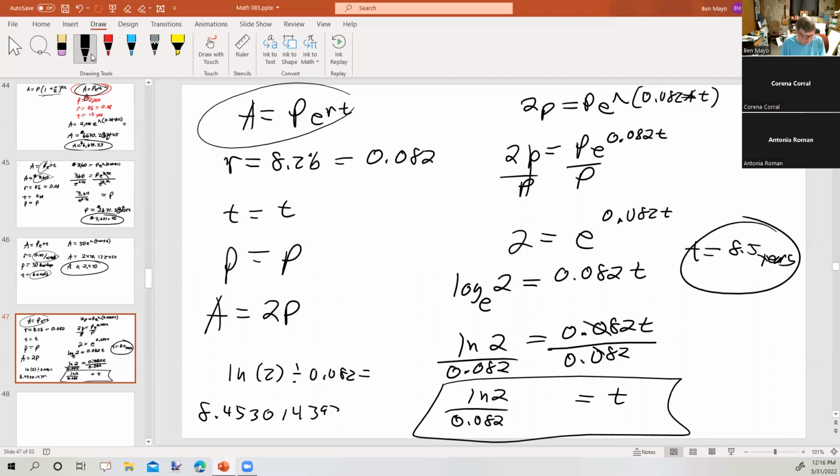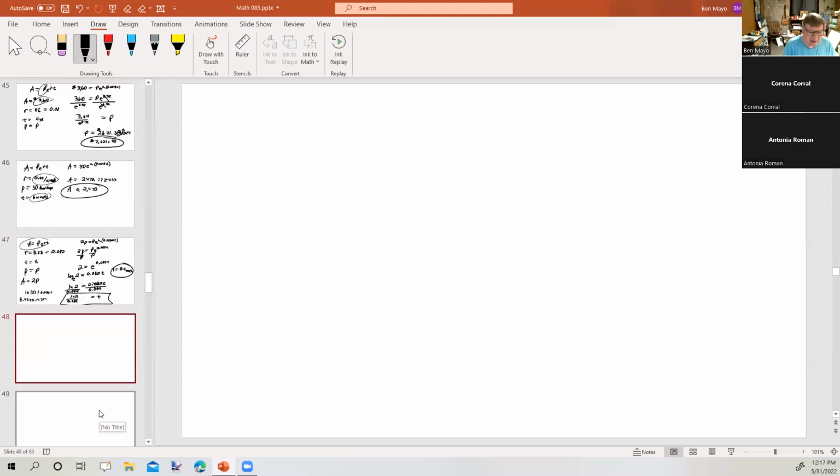Okay. Any questions on that? All right, let's take a look at another example. It says doubling money. We just got through doubling the population. Now we're going to double money. How long will it take $1,000 to double if it is invested at an annual rate of 5% compounded continuously?